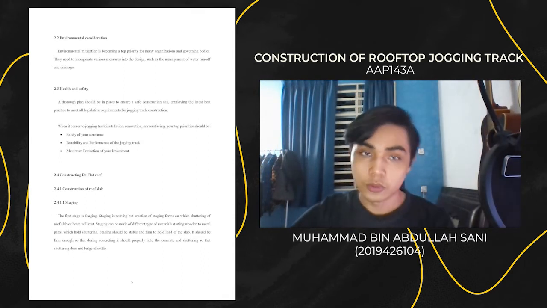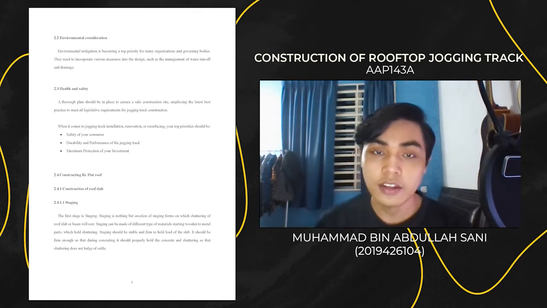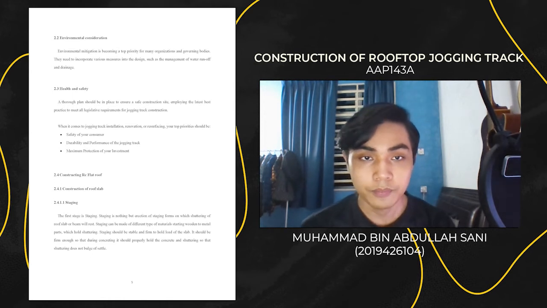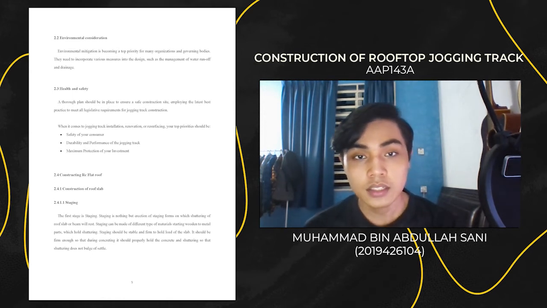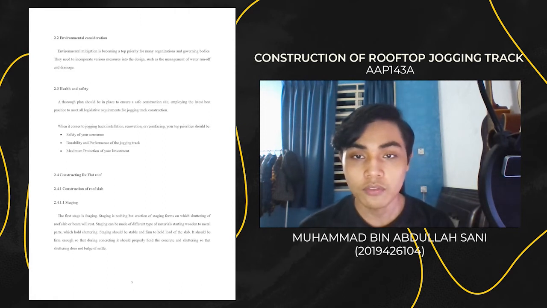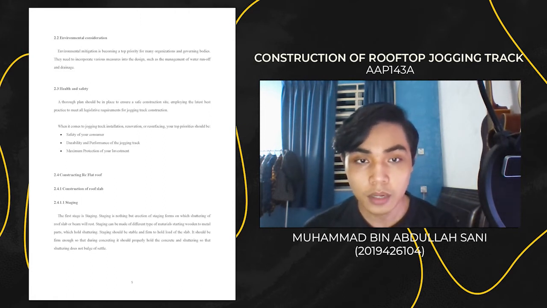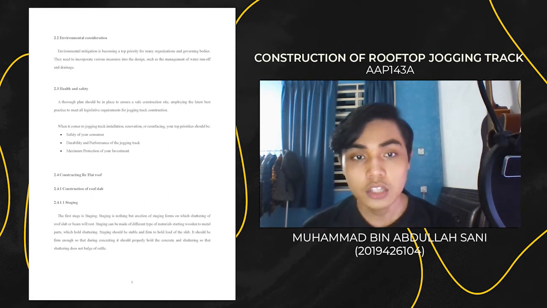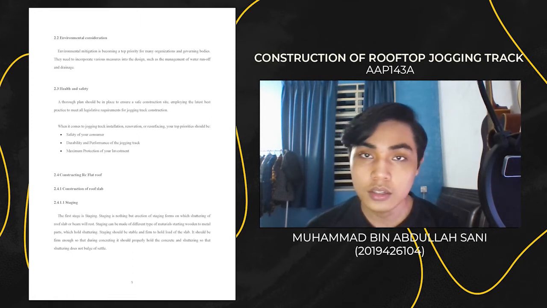Constructing RC flat roof. The first step to construct a flat roof is construction of the roof slab. So, the first stage is staging. Staging is nothing but an erection of staging frames on which shuttering of roof slab or beam will rest. Staging can be made of different types of materials, from wooden to metal parts, which hold shuttering. Staging should be stable and firm to hold the loads of the slab. It should be firm enough so that during concreting it properly holds the concrete and shuttering so that shuttering does not bulge or settle.